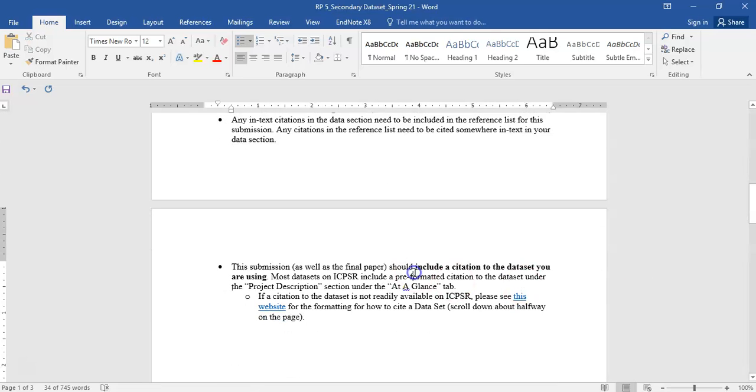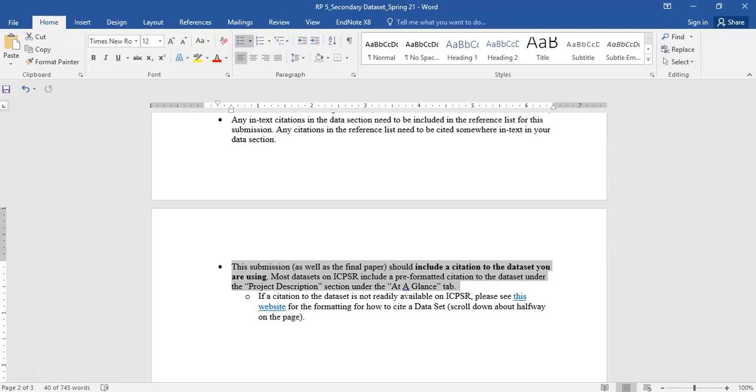The main thing that you should be including in this particular reference list for the secondary data set section is the citation for the actual data set itself. So that is generally included on ICPSR's page. So if you go to your data set page and then you look at the at a glance tab, right? So you click on that, and then the first thing that shows up is the project description. So usually there's a section under there that says citation, and it is the formal citation for that particular data set. So you're going to want to make sure that you're including the citation to the data set, and that's really so that I can then find the data set that you're proposing to use and I can check it out as well.